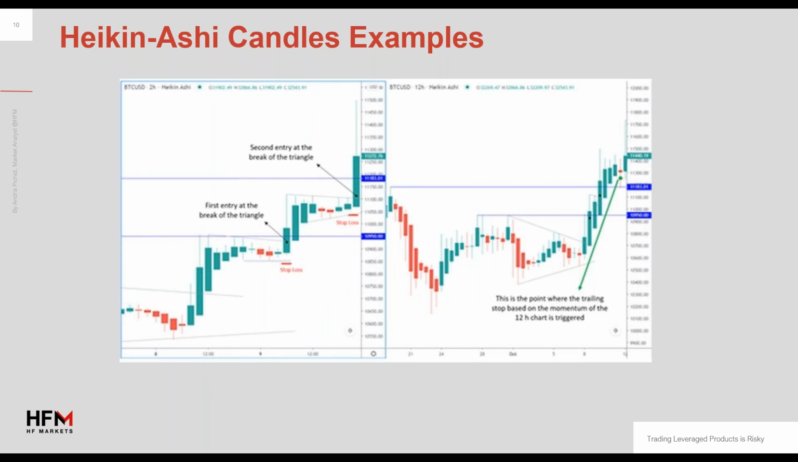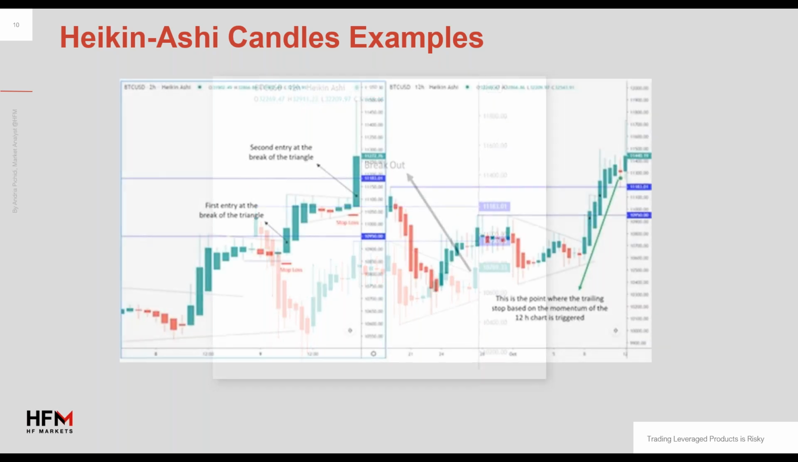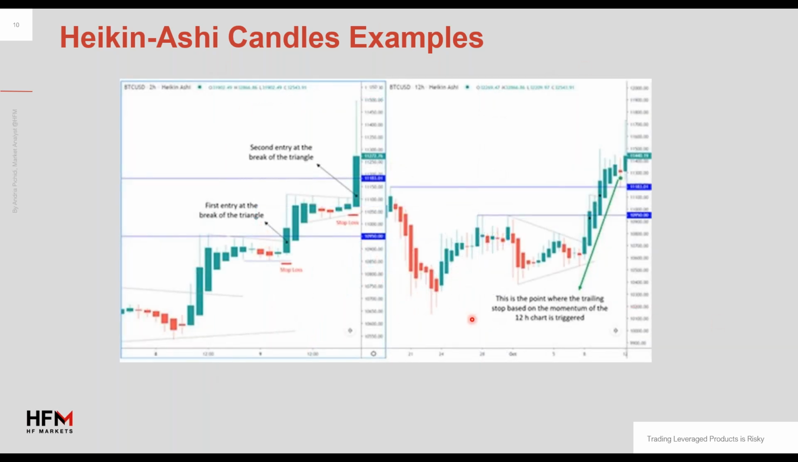Just a second, have I missed anything over here? So, first of all, we had two resistance areas, right? Let's move on. It's the same exact example, right? That's the 12-hour chart that we saw earlier, but it was over here on the actual breakout. And that's the 2-hour one.